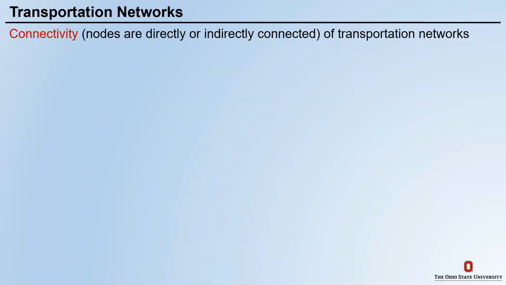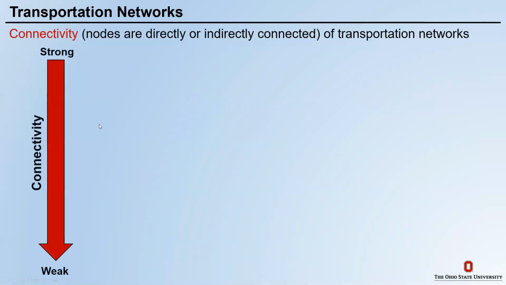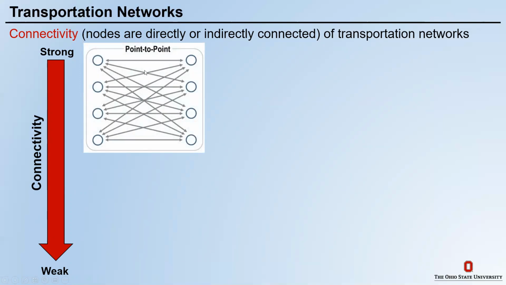Next aspect, connectivity. So nodes are directly or indirectly connected. Okay, if nodes are directly connected, then we say that the connectivity of them is good. Otherwise, the connectivity is low or not good, right? So here, from strong connectivity to weak connectivity, here is a point-to-point network.